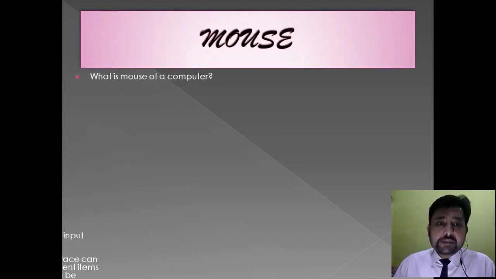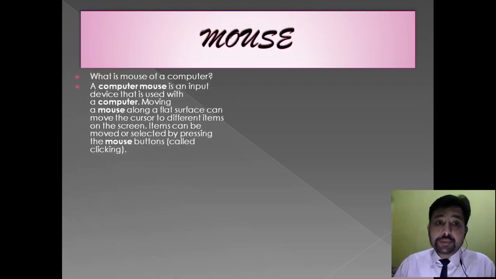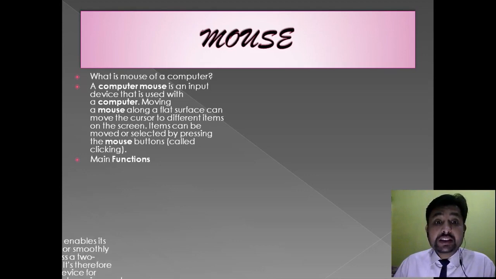So what is the mouse? A computer mouse is also an input device that is used with a computer. Moving a mouse along a flat surface can move the cursor to different items on the screen. Items can be moved or selected by pressing the mouse button, which is called clicking.